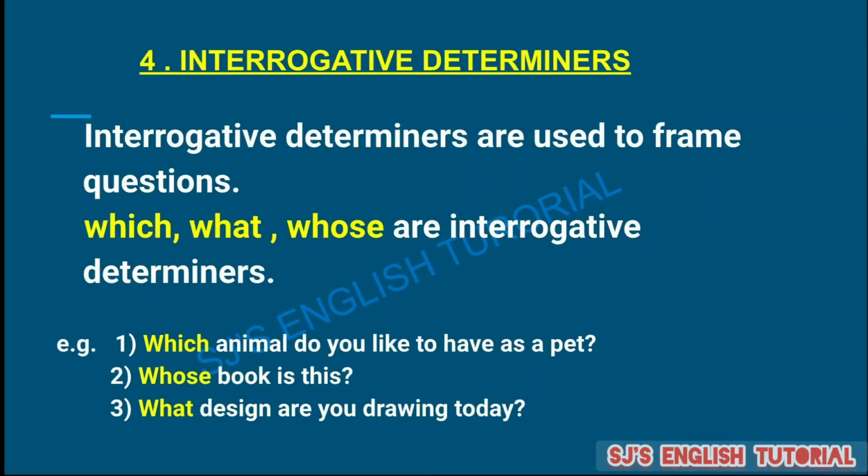Interrogative determiners. Interrogative determiners are used to frame questions. Which, what, whose are interrogative determiners. Let's have a look at the examples. Which animal do you like to have as a pet? Whose book is this? What design are you drawing today?